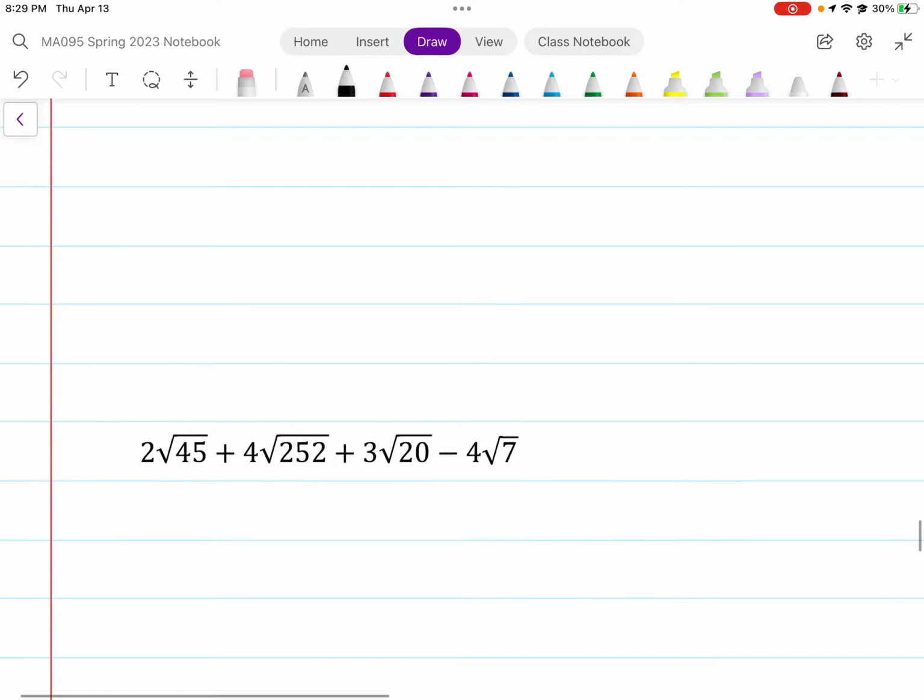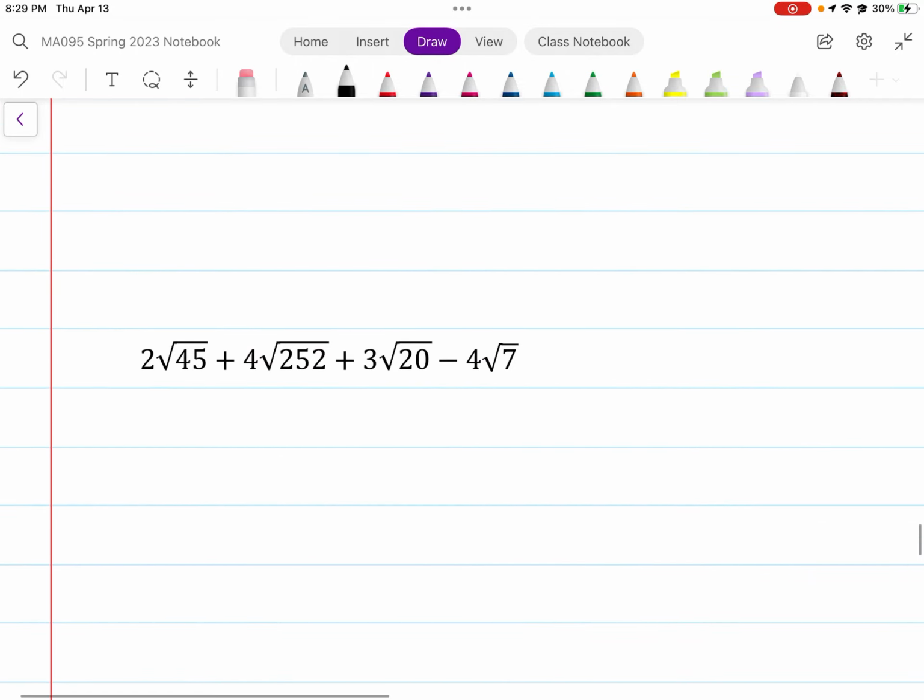All right, let's try the next one. This is a little more complicated, so we're going to have to do each one separately. So let's do 2 square root of 45. So we're going to have 2 square root of 9 times 5, and that is going to bring the 9 out as a 3. I'm being more careful now. And so on the outside I get a 6, and on the inside square root of 5.